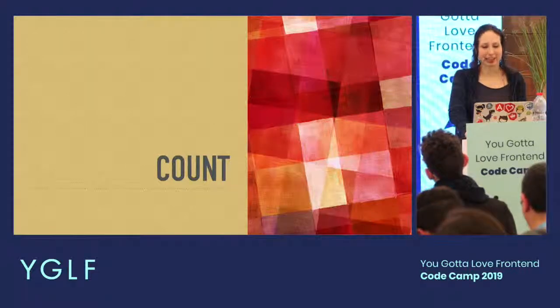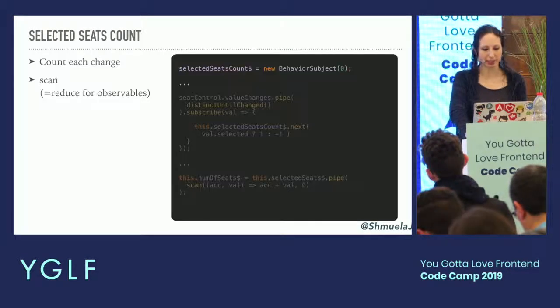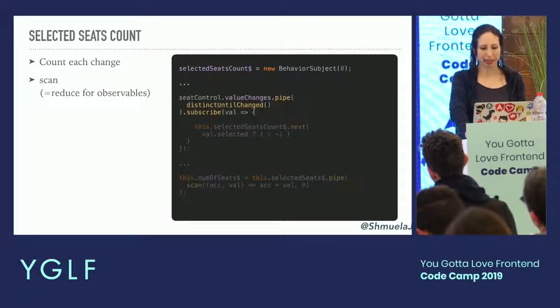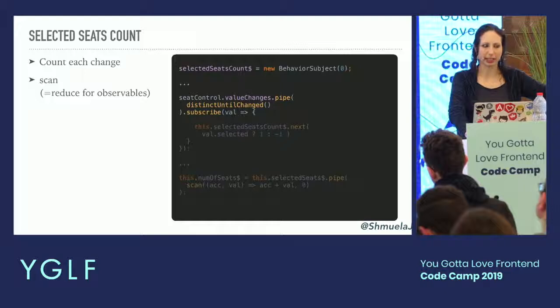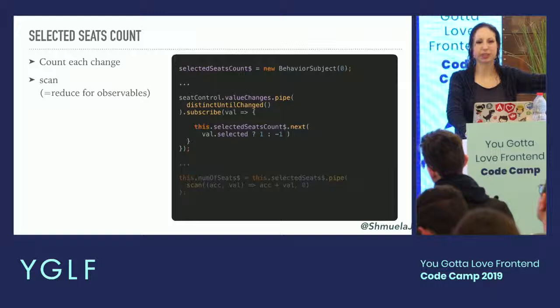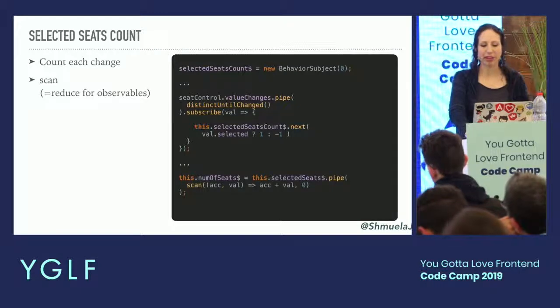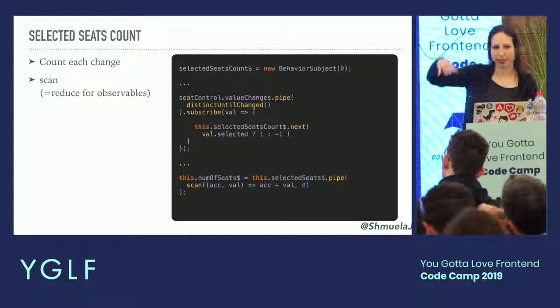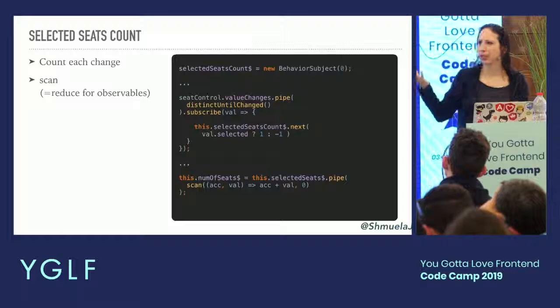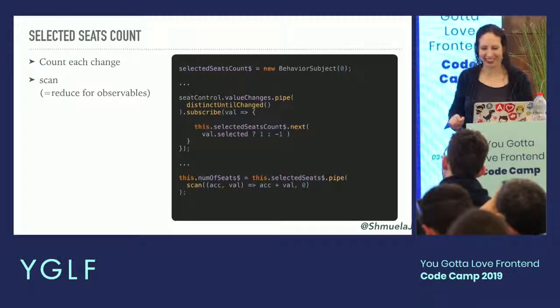Last thing, really shortly, counting the seats. I'm creating a new subject here that I'm controlling. Whenever the value of the seat control changes, I want to see whether it's selected or not. If it's selected, then I'm emitting 1. If not, then -1. Then I'm piping it, using an operator to accumulate. It's like map and reduce.